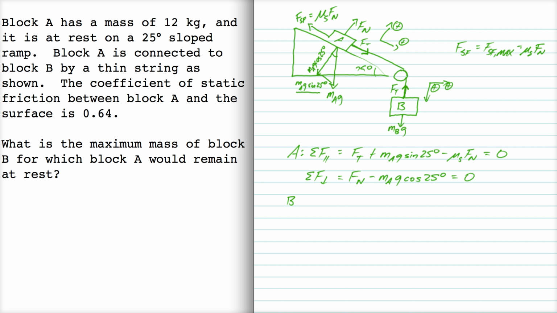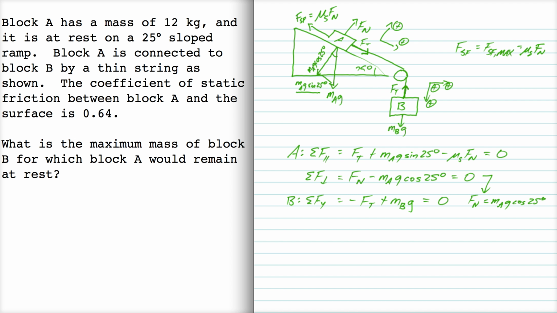For mass B, I've got the sum of all y forces. That's going to be minus tension, right? Notice that down is positive and tension points up, so it's negative. So there's the magnitude and direction for the tension, and then plus mBg. Gravity points down and down is positive, and that's also going to equal 0. So from this equation, I have that the normal force is equal to mAg cosine 25.